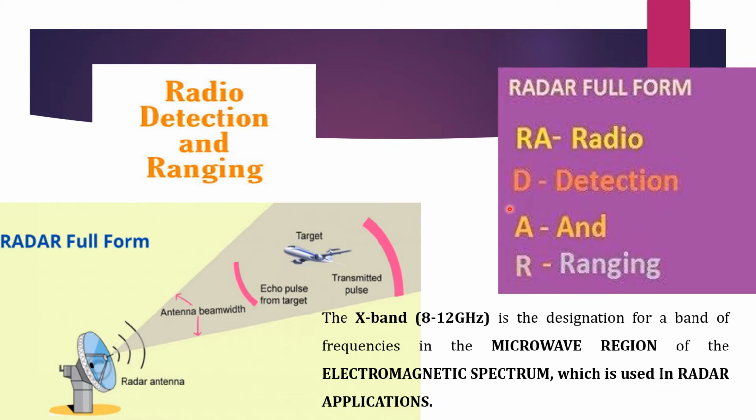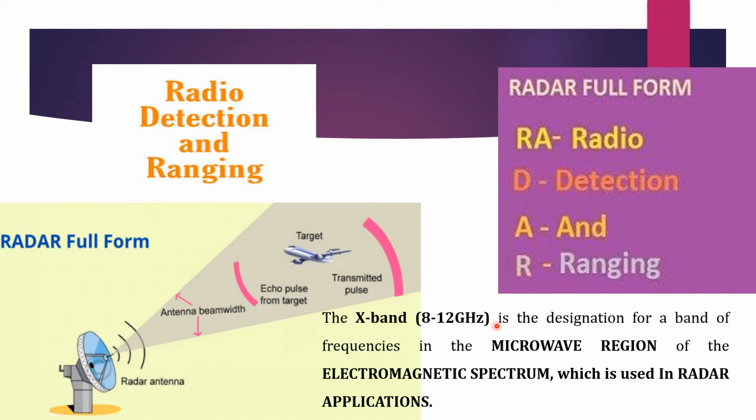Radar means radio detection and ranging, where radio stands for the radio frequency used. Detection means it will detect the target or any kind of object you want, and ranging means it also provides certain information about its nature, shape, and its distance from you, and it gives you an idea about that target.